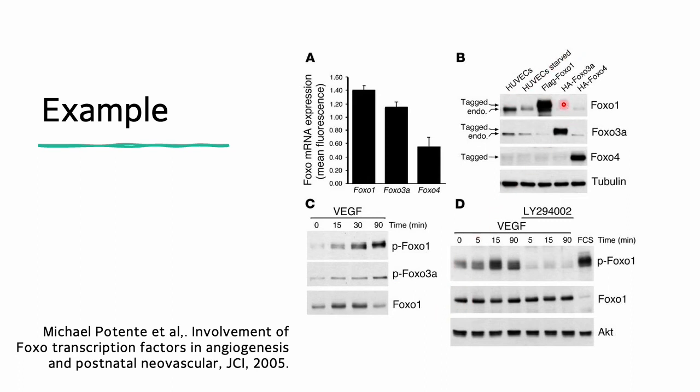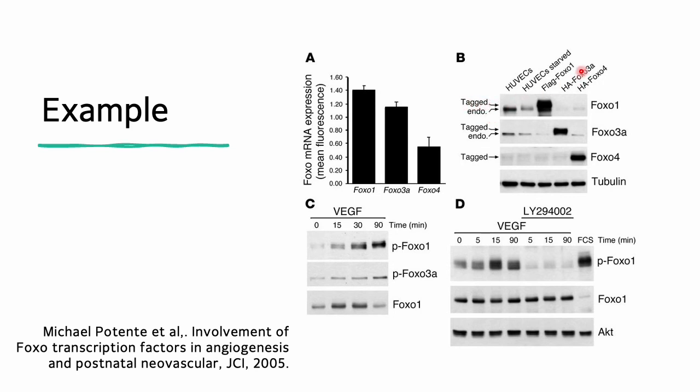Here, they are comparing the level of FOXO1. Since they overexpress FOXO1 tagged with flag, in the third lane, the amount of FOXO1 increases a lot compared to the other lanes. Here, it says tagged and endogenous protein.